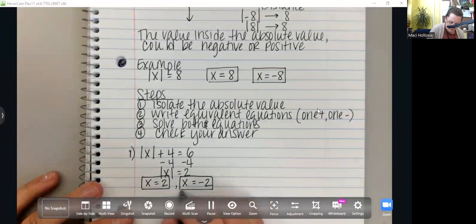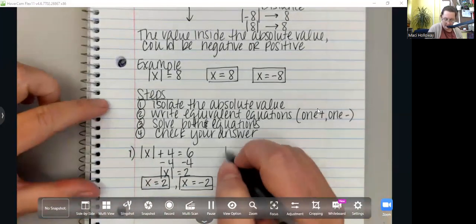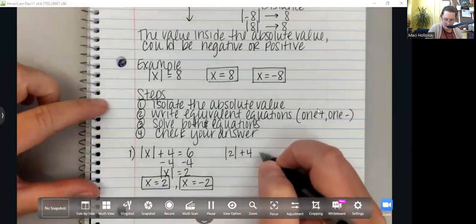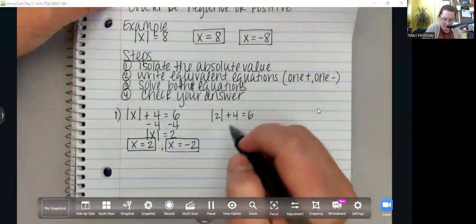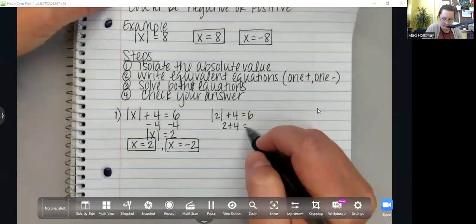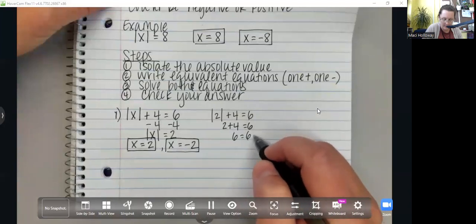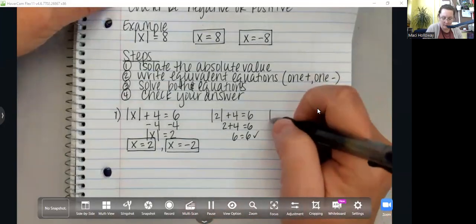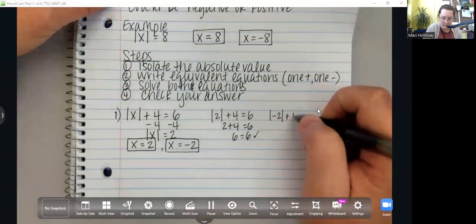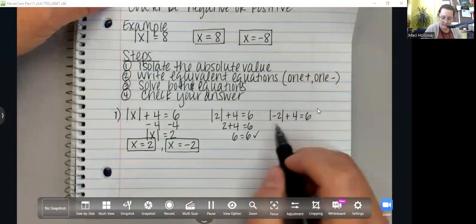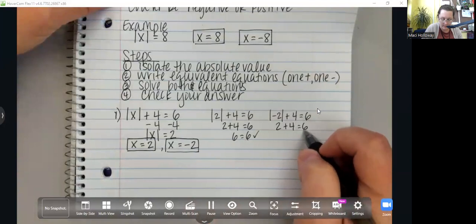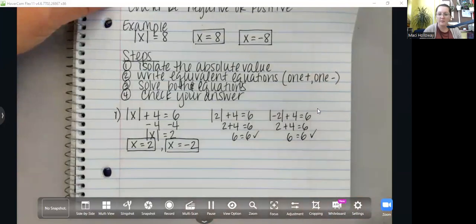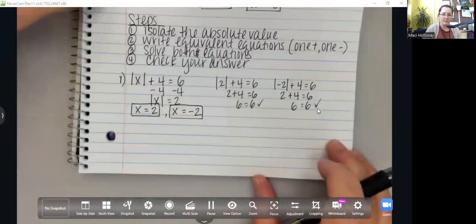Now let's check our answers and see if they're correct. If I plug in the absolute value of +2 plus 4, we're going to see if that equals 6. The absolute value of +2 is 2, plus 4 equals 6, so it checks out. Now let's see if the -2 works. The absolute value of -2 plus 4 equals 6. The absolute value of -2 is always positive, so 2 plus 4 equals 6, and 6 equals 6. So we check out. We have no extraneous solutions. Let's go into another example.